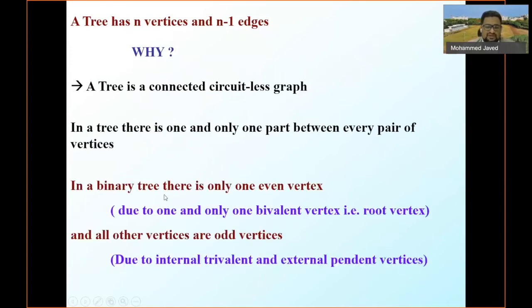So in a binary tree, there is only one even vertex, right? We have already seen that one. Which is that one? That is the root. There is one and only one bivalent vertex, the root vertex, and all other vertices are odd vertices, due to the internal trivalent and external pendant vertices.